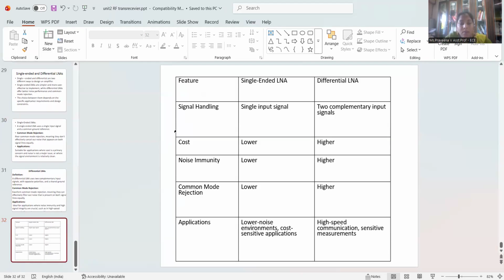The last one is the features of single-ended and differential LNAs. Signal handling: single-ended has a single input signal, while here there are two complementary paths, that is the differential LNA. The amplifier processes the difference between those signals. Cost is lower here and higher here. Noise is higher here and lower here. Common mode rejection is lower here and higher here. So these are the applications. Thank you.